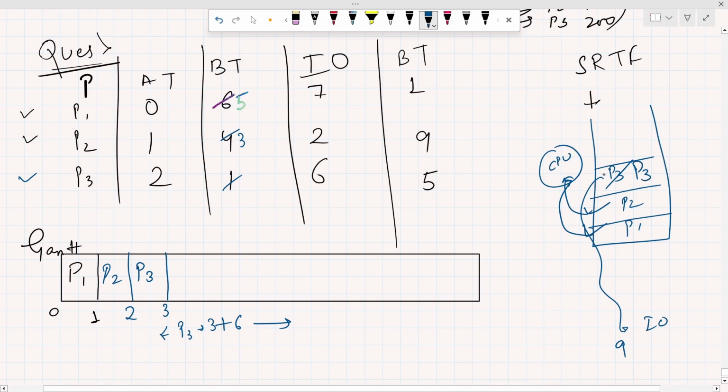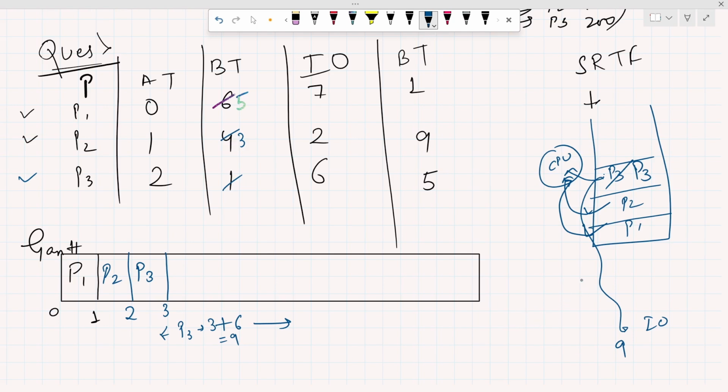Now P3 can get a CPU at arrival time of 9. So in this way we have to solve this question. P3 now goes for an I/O operation till 9, because 6 and 3 is 9. So at arrival time 9, P3 again comes in the ready queue. If you are facing difficulty solving this question by remembering which process comes at that time, then you have to make a ready queue chart. You can write it like, at arrival time 9, P3 process comes.